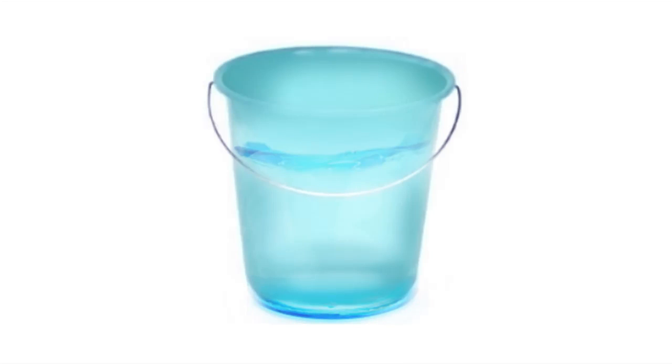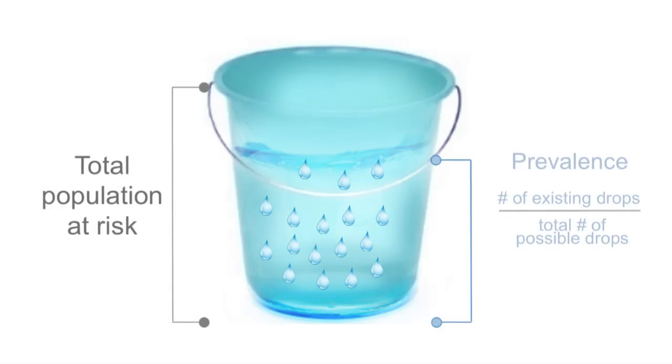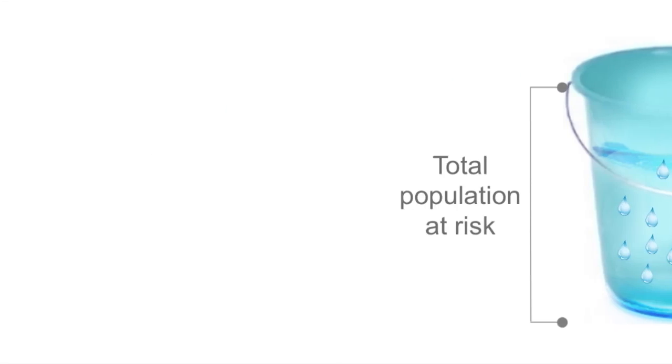To understand prevalence, imagine a bucket partially filled with water. Each drop represents an existing case of the disease or health outcome. The capacity of the bucket represents the total population at risk for the disease or health outcome. If we look at the bucket at one point in time, the number of drops or existing cases in the bucket divided by the total number of drops the bucket could hold is the prevalence.